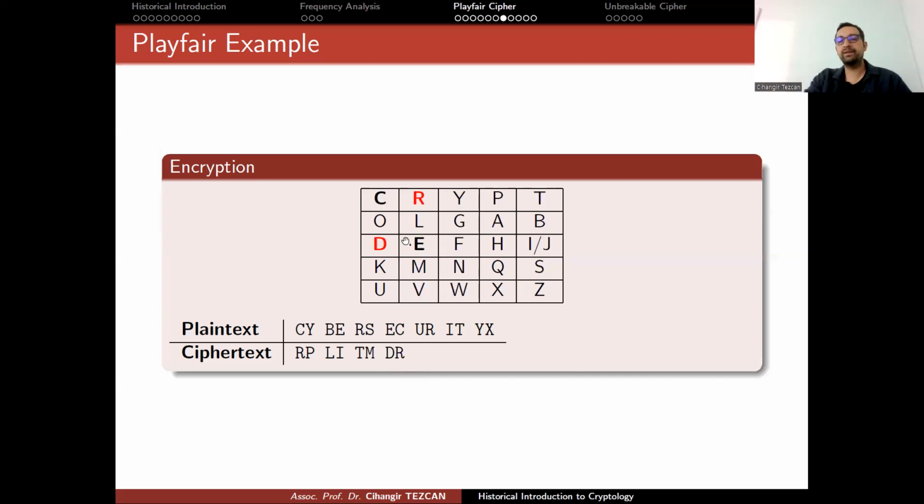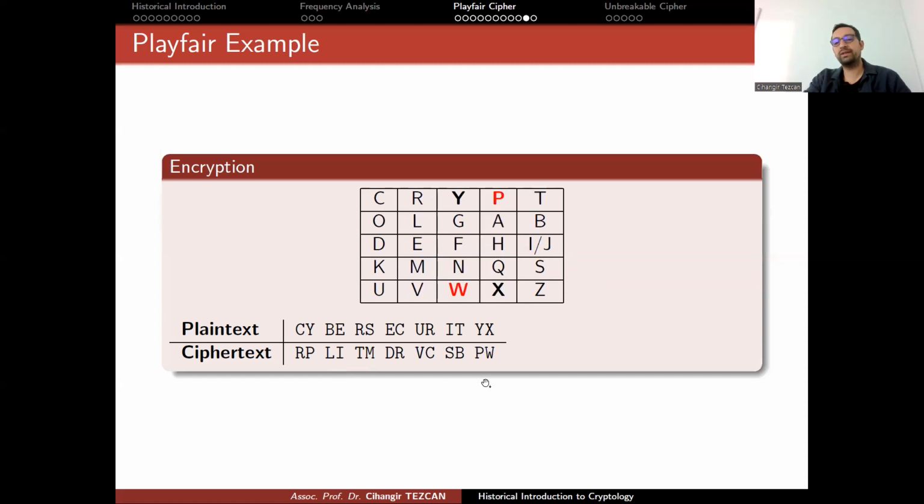For EC, the same thing applies. They are again not on the same row or column. For UR, again, you create a rectangle. For IT, now you are on the same column. So I replace I with the one below it. For T, I replace it with the one below it. So if I was going to encrypt Z, since there isn't anything below it, I would replace it with T. That is what I meant by wrapping it. Okay. And finally, YXR again creates a rectangle, and this is what you do.